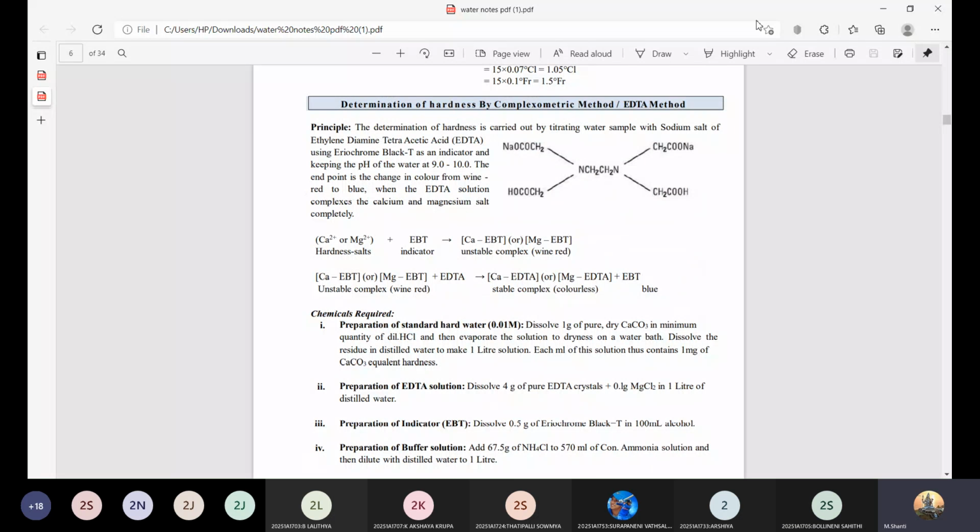Yes, ma'am. Today's topic is how you estimate the hardness of water by the EDTA method. So before that, what exactly does EDTA stand for? Ethylene diamine tetraacetic acid, ma'am. Okay. Ethylene diamine tetraacetic acid. So by using the EDTA method, you are going to find the hardness of a given water sample.